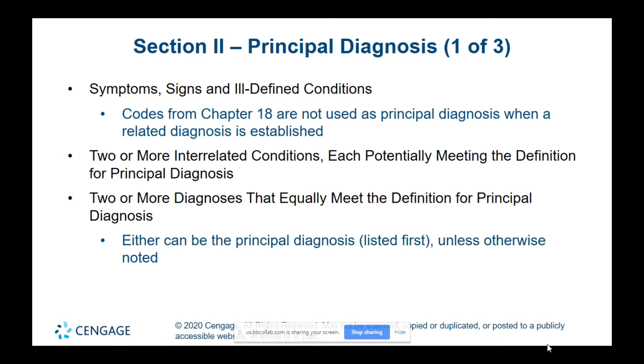For two or more conditions that could both be the principal diagnosis, or two or more that equally meet the definition of principal diagnosis, you can tag either one as the principal diagnosis unless there's a code first note that applies. So if a patient presents with vomiting, nausea, and stomach pain, and the testing confirms they have an ulcer and an inflammation of the intestines, you could list the ulcer or the inflammation as the principal because they have both based off those results. It doesn't matter which one you list first, but you would need to list both of them unless there is a combination code that covers both of those areas.